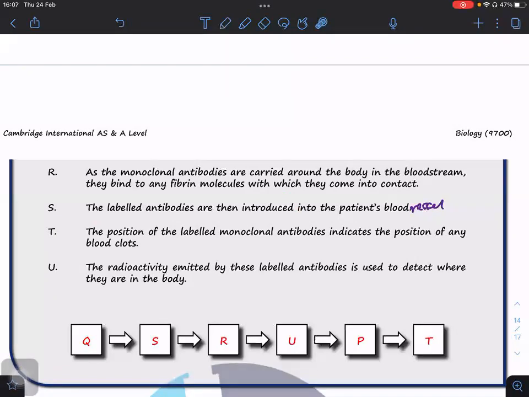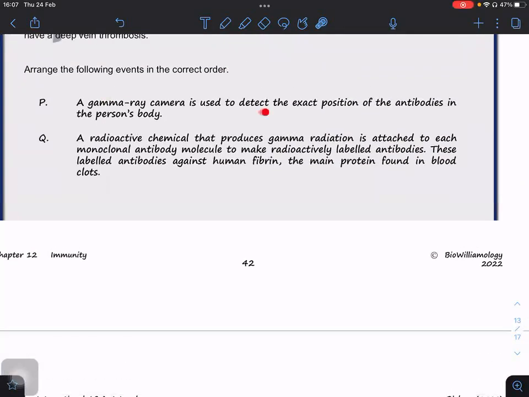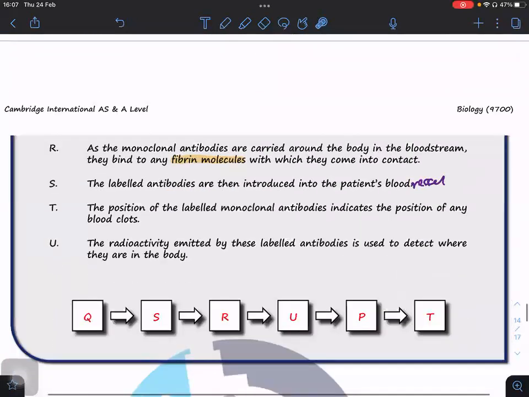Then, as the monoclonal antibodies are carried around the body in the bloodstream, they bind to the fibrin. You need to know fibrin is the blood clot, right? Fibrinogen changes to fibrin when they come into contact. The radioactivity emitted by this labeled antibody is used to detect where they are in the body. So how do we detect? A gamma ray camera is used to detect the exact position of the antibody in the person's body, and the position of the labeled monoclonal antibody indicates the position of any blood clot. Very, very simple.